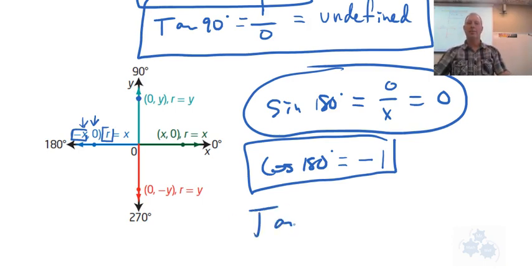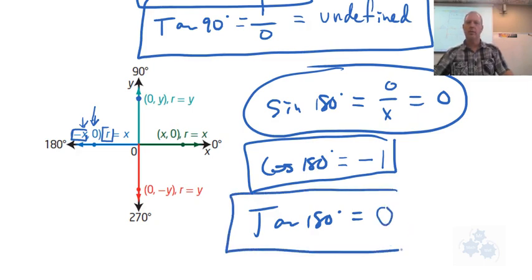And then tan of 180. And yes, you can do this on your calculator if this really is confusing. Tan of 180 is y over x. So again, y over x is 0 over x, which is 0. All right? So 0, negative 1, and 0.